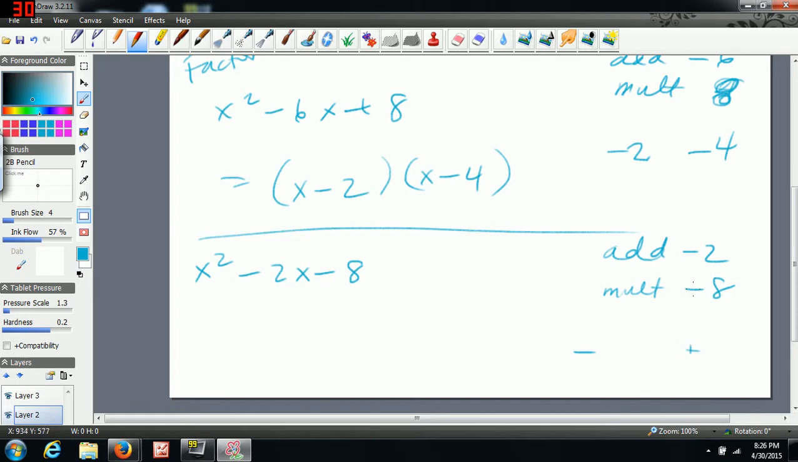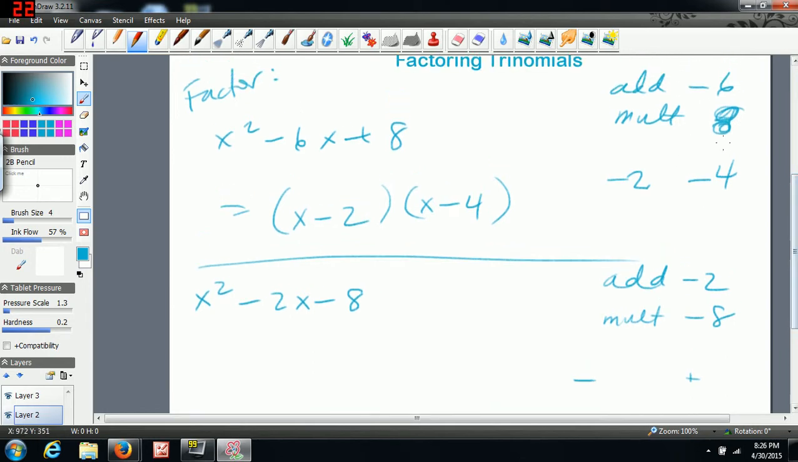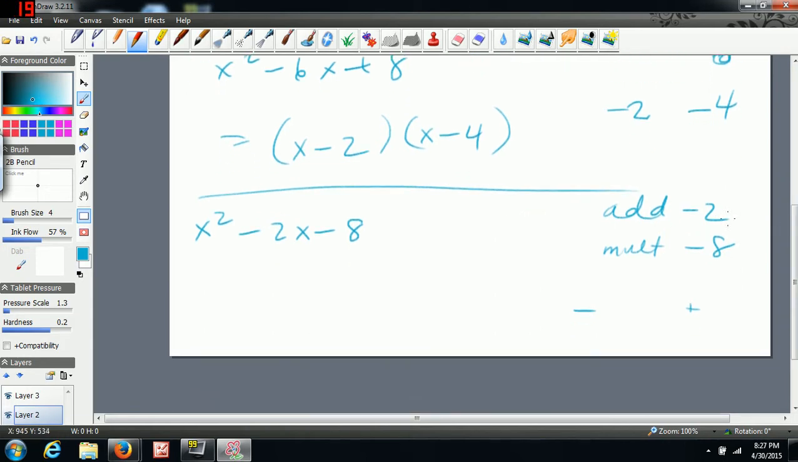So right off the bat, you can figure out the signs by whether they multiply to a positive or negative, and then look at the other number. If they add to a positive and multiply to a positive, they're both positive. If they multiply to a positive and add to a negative, then they must both be negative. Now in this case, they add to a negative, but they multiply to a negative, so one's negative, one positive. If they added to a positive and multiplied again to a negative, again it would be one negative, one positive, okay?